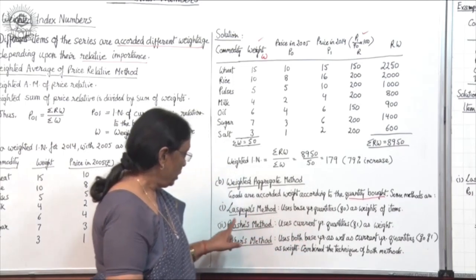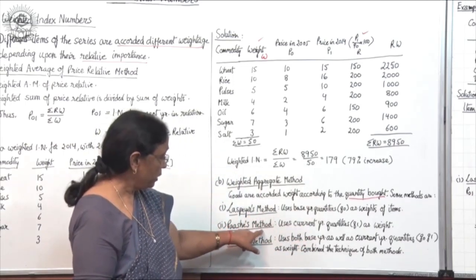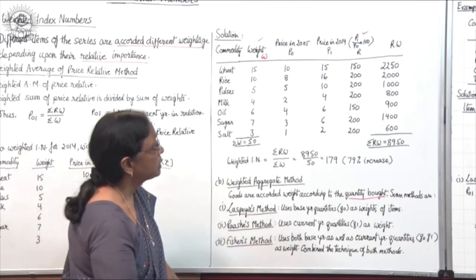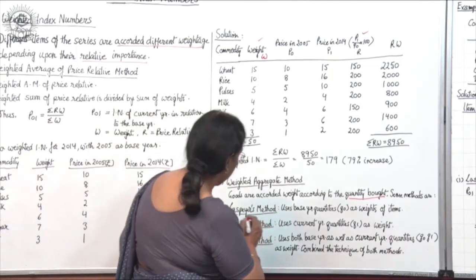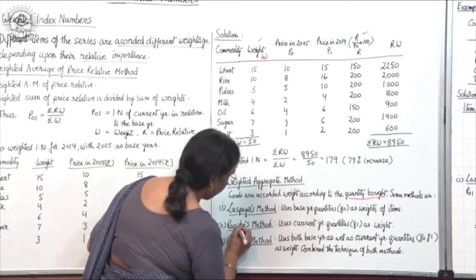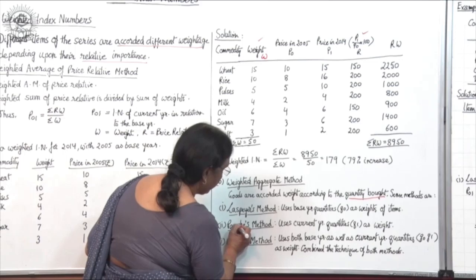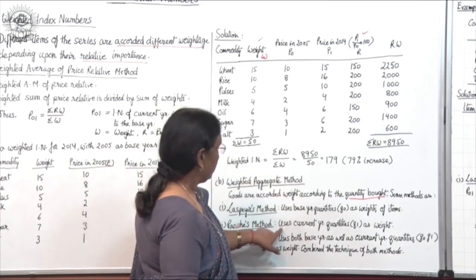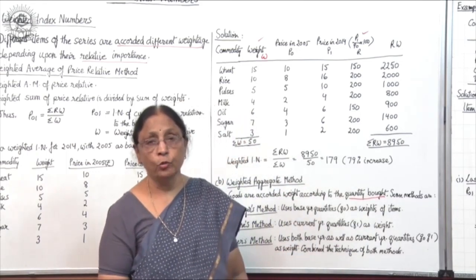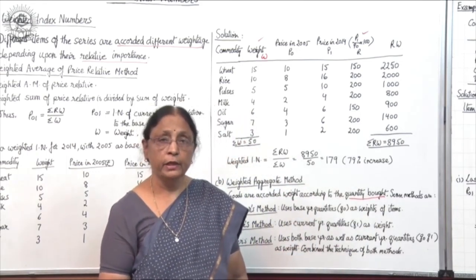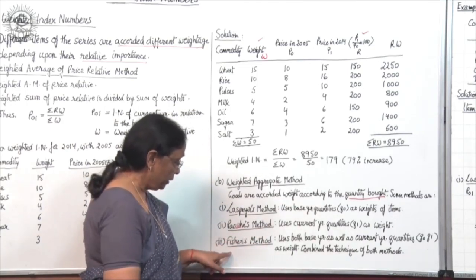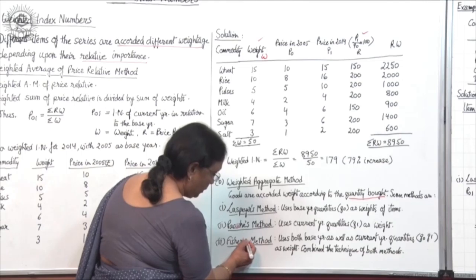Second is Paasche's method. This was also an economist, spelled P-A-A-S-C-H-E. In this method, he uses current year quantities as weight, not base year quantities as weight, but current year quantities as weight. That is Paasche's method. And the third one is Fisher's method.